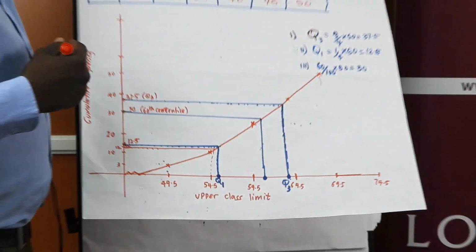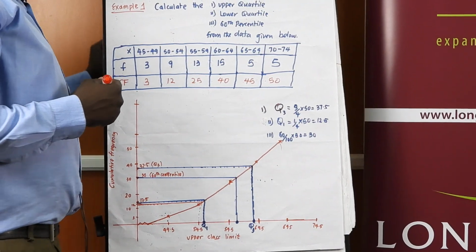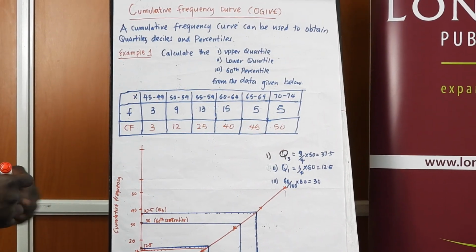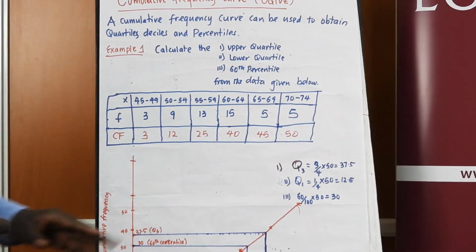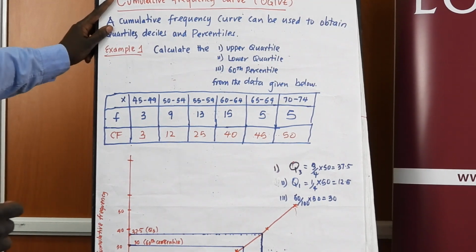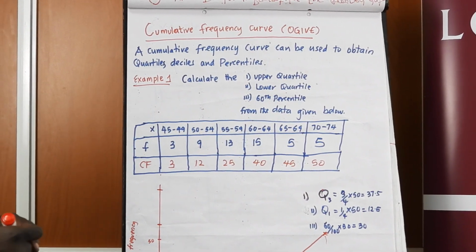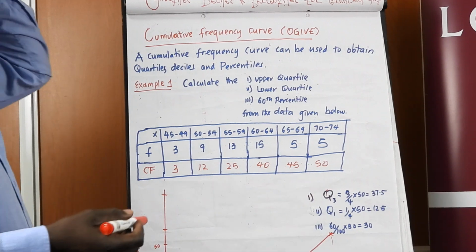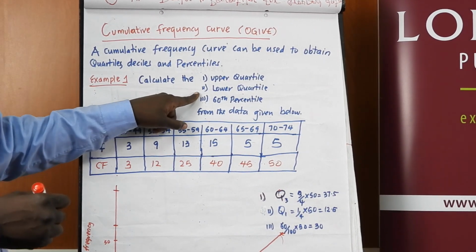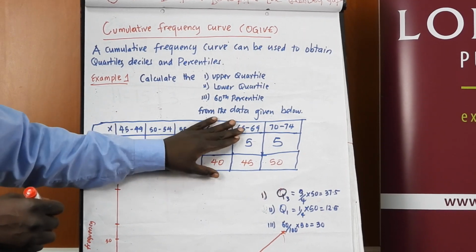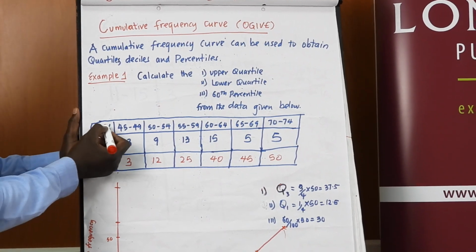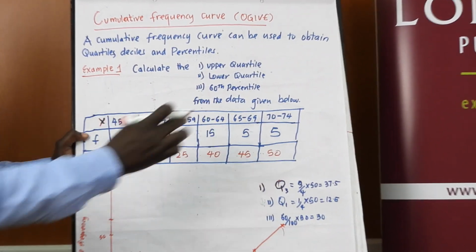Second method of doing the same work is using a graph. And the graph, I've done a rough one, not very accurate, is called a cumulative frequency curve, in other words, an ogive. A cumulative frequency curve can be used to obtain quartiles, deciles, and percentiles. Example, calculate the upper quartile, lower quartile, and 60th percentile from the data given below. The data you're given is X and the frequency, only these two.